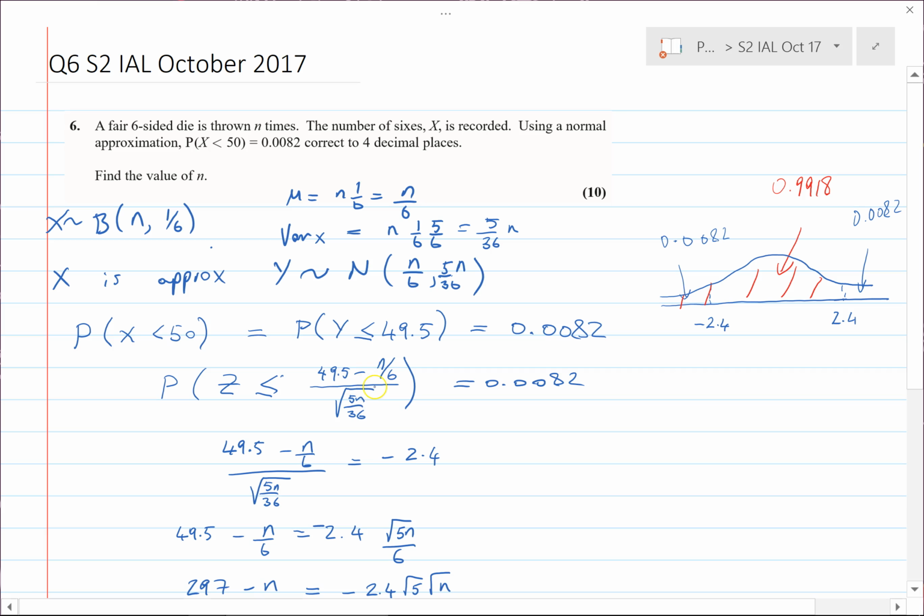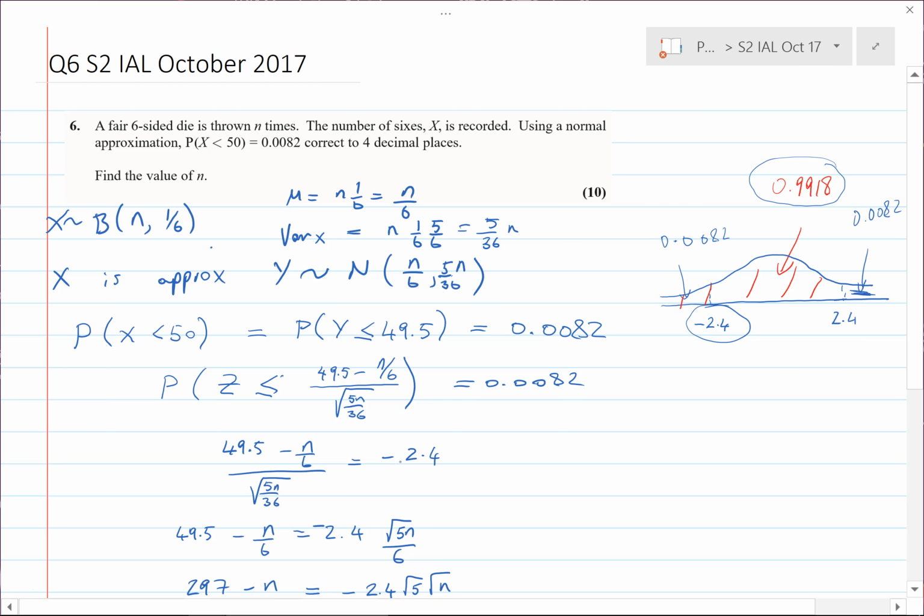Now to work out the z value, clearly we're looking at the left hand side tail we're given here, because it's less than and it's a small number less than 0.5. So we're looking for this z number here. Now what I used was symmetry, so basically the number I looked up in the tables was 0.9918 in order to get the z value here, 2.4, because this probability here would also be 0.0082. But because we know it's negative, we know the z value is minus 2.4.